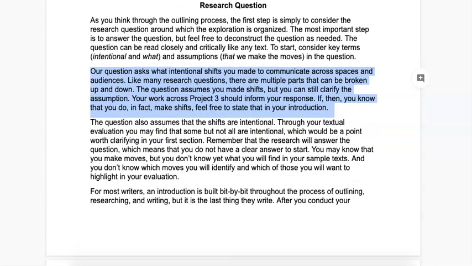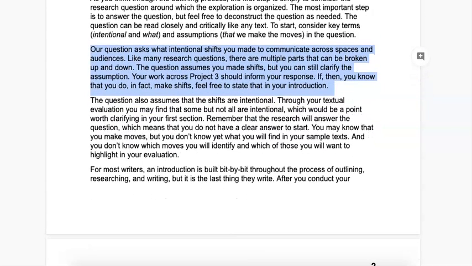Our question asks what intentional shifts you made to communicate across spaces and audiences. Like many research questions, there are multiple parts that can be broken up and down. The question assumes you made shifts, but you can still clarify the assumption. Your work across Project 3 should inform your response. If, then, you know that you do, in fact, make shifts, feel free to state that in your introduction.